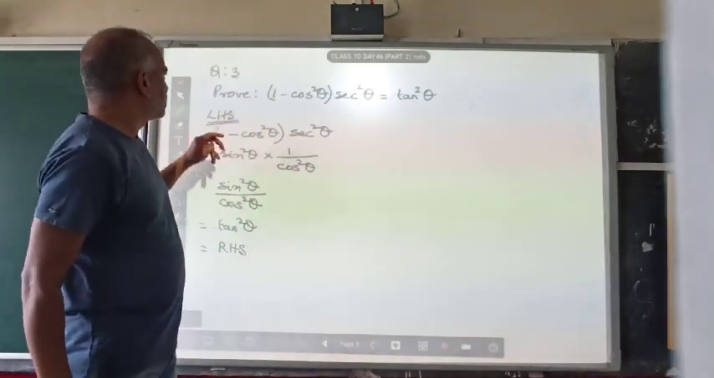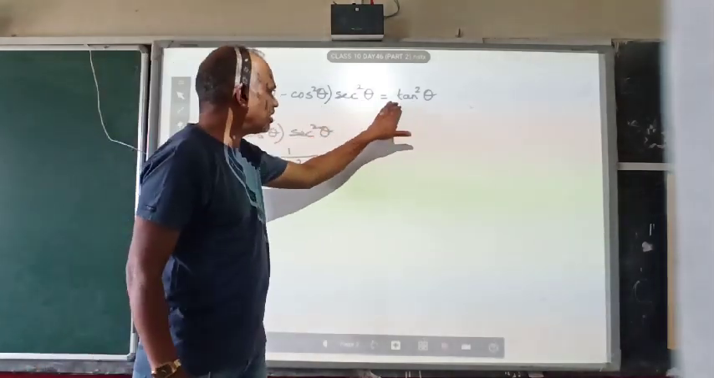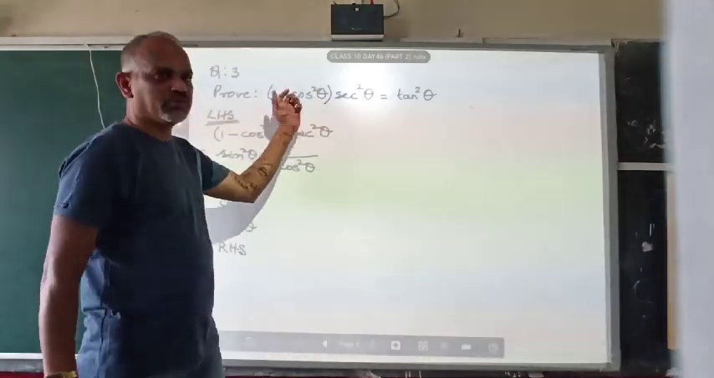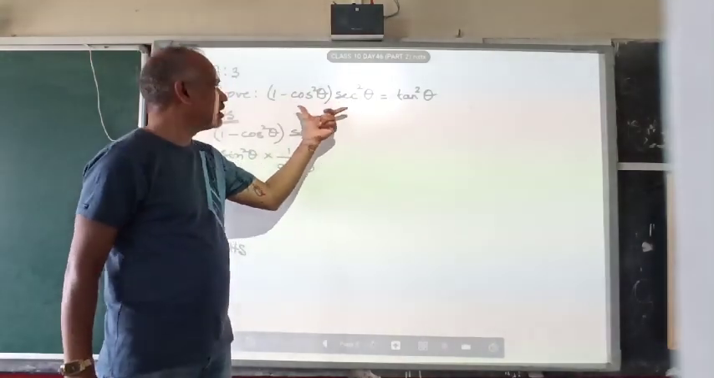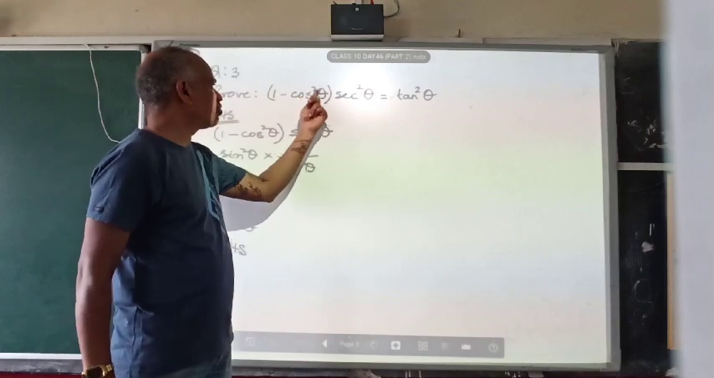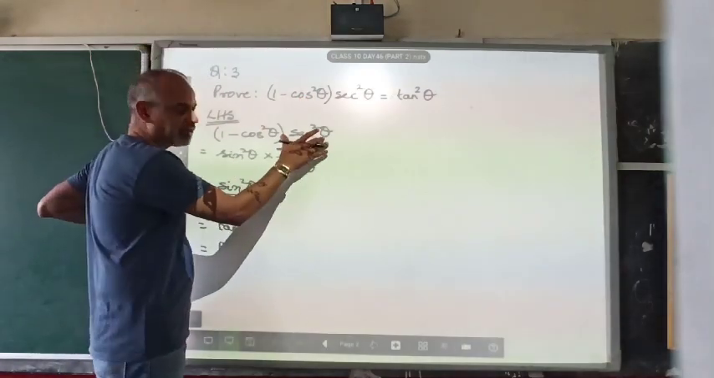The next question is question 3, again to prove. This is the left hand side, this is the right hand side. So start with one of these sides. It's always better to start with the left hand side. The left hand side is 1 minus cos square theta into secant square theta. So that's the left hand side I have written.